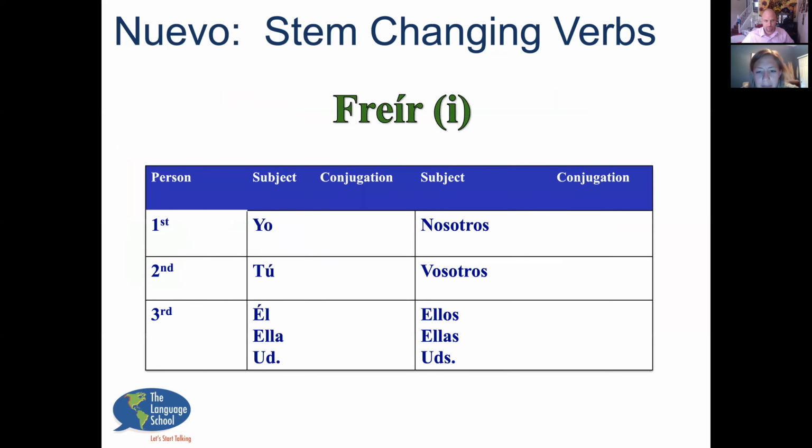Yo frío. Okay, vamos a practicar. Yo frío. Tú fríes. Él fríe. Nosotros freímos. And the accent mark still goes... it's still there in the accent mark, yep. Freímos. Ellos fríen. Muy bien.